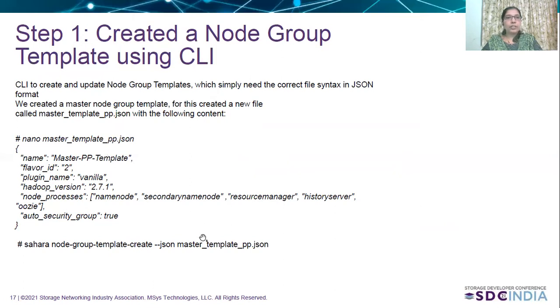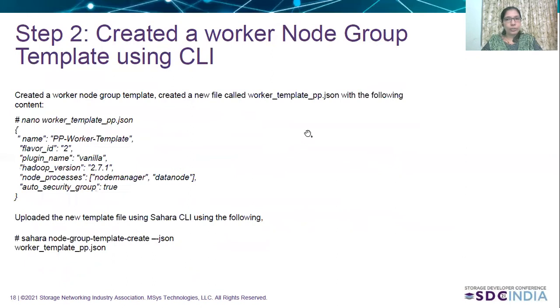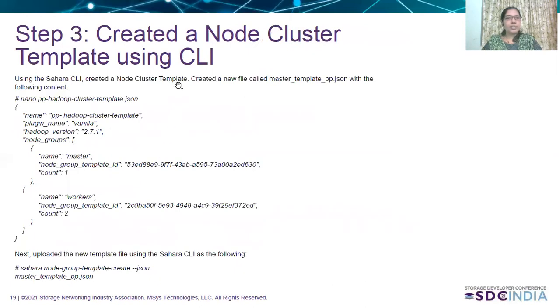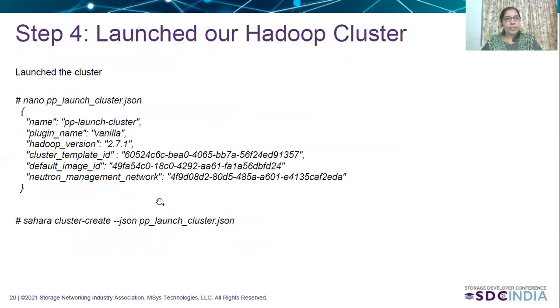Similar to this, we need to create a worker node group template using the same command and the input JSON file. And finally, a cluster template using the same command, but with the previous node group template and worker node group template IDs. And finally, we can launch our Hadoop cluster using the Sahara cluster create command.